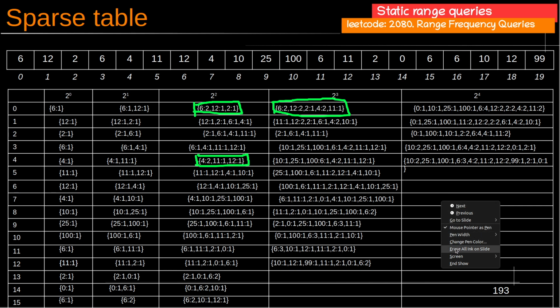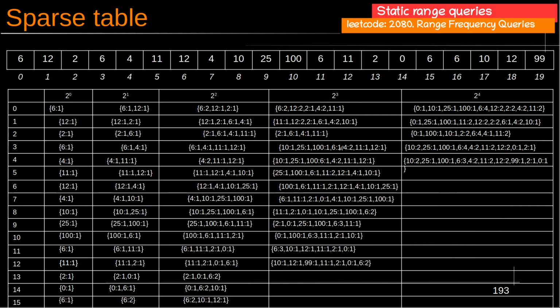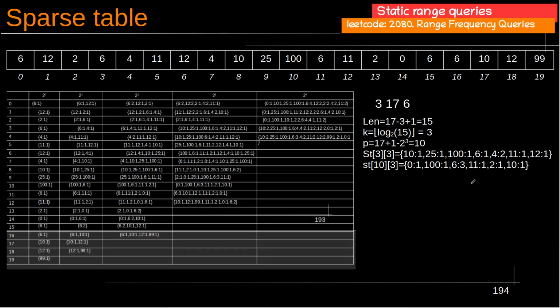Okay, let's see a query now. How to query? To query, for example, I want to know how many 6 from 3 to 17. So first I have to compute the length of this subarray, which means 17. I think I have this example here. Okay, from 3 to 16, how many 6, for example? First I have to compute the length, which is 15 elements here. The length is 15. We compute k, which is the floor of log base 2 of 15.